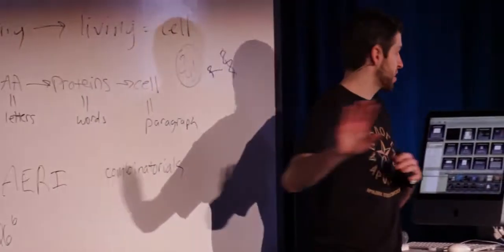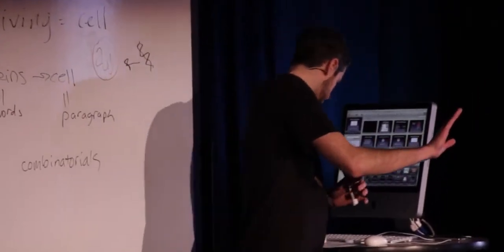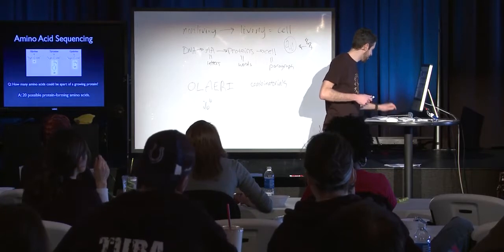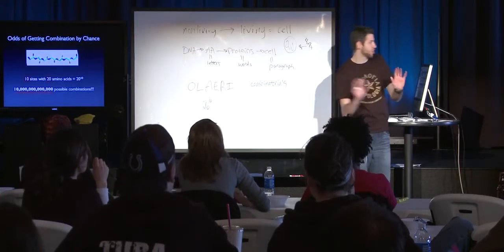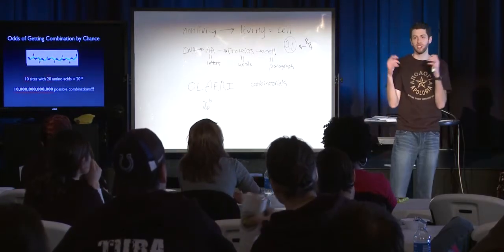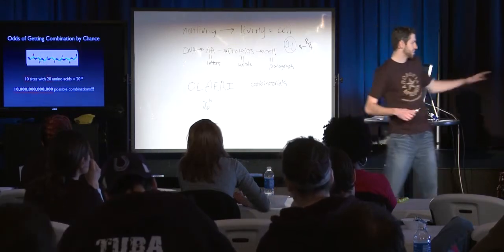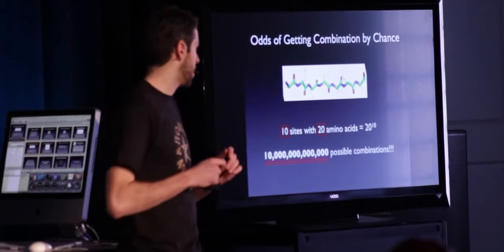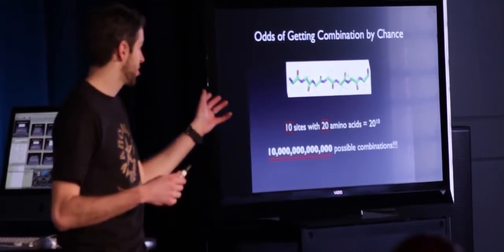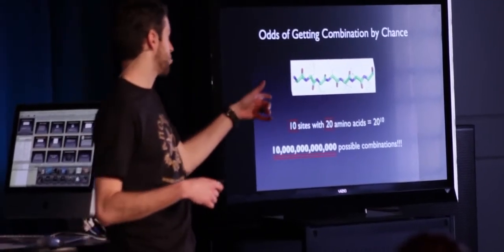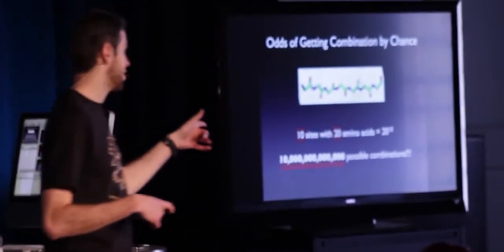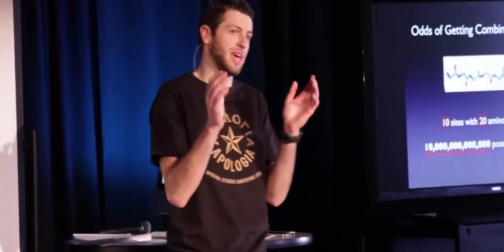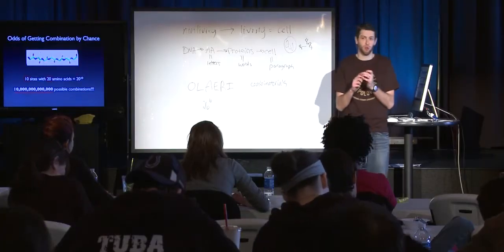So with that being said, 20 amino acids. Let's just take a small example. Let's take a small word. Let's take a small protein. 10 sites, so a 10 amino acid long word with 20 amino acids each. That's 20 to the 10th power. That's 10 trillion possible combinations for a 10 peptide, a 10 amino acid long word.